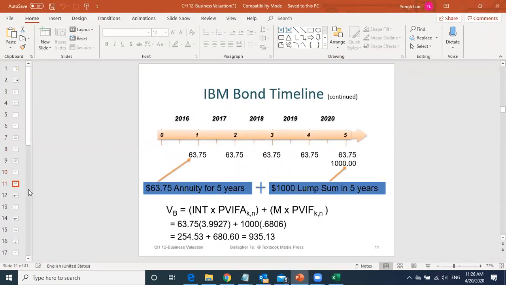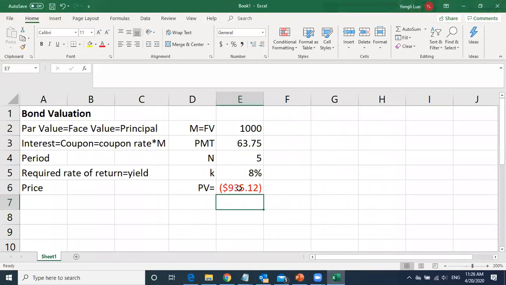We'll go back to check if we got it right. Okay, 935 and 13 cents. Exactly, we got the bond price.